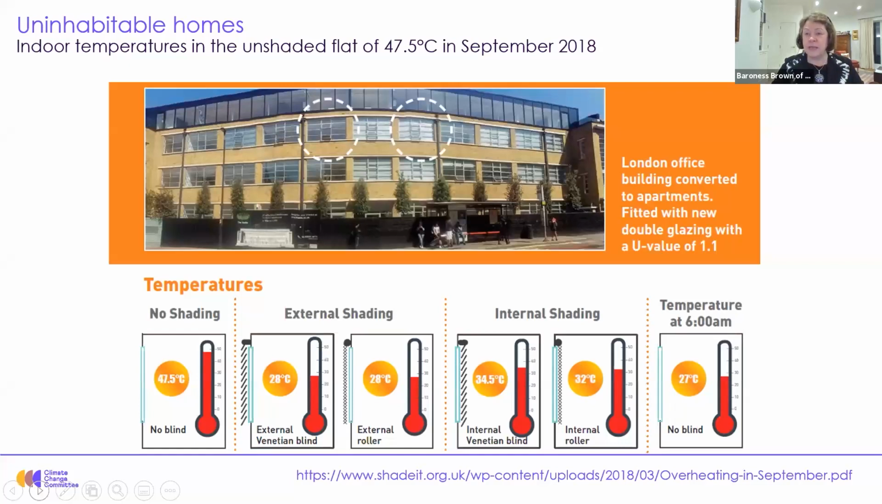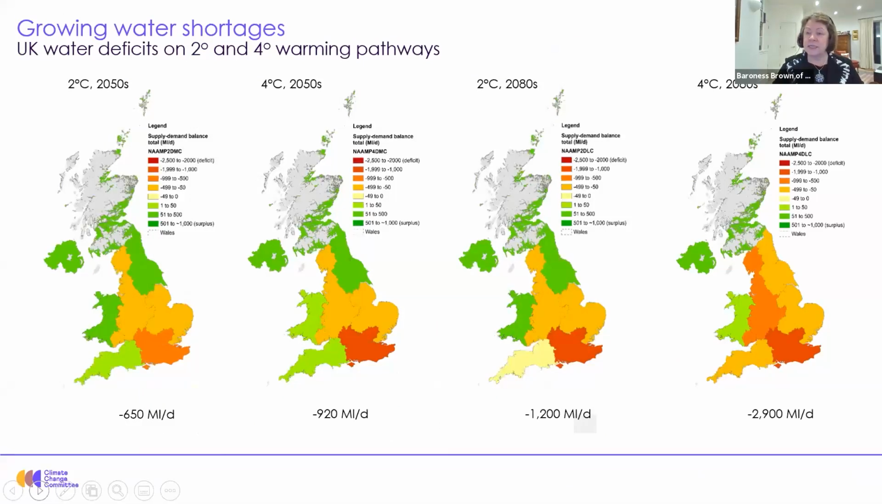So there's really a very strong message here that we have to start making sure that our buildings are fit for the future climate. We also need to recognize that climate change will bring growing pressures on our water system. So if we're on that 2 degree path, then we will see an increase in likelihood of drought. But if we're on a 4 degree path, then things start to look very much worse. And even parts of Wales start to feel quite significant water shortages.